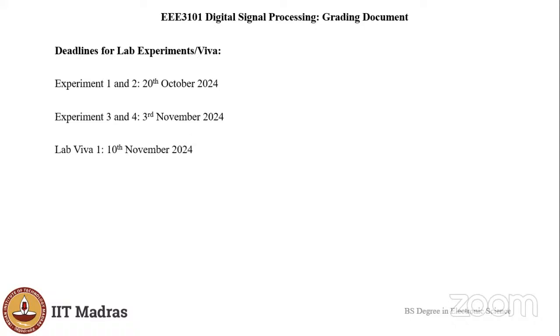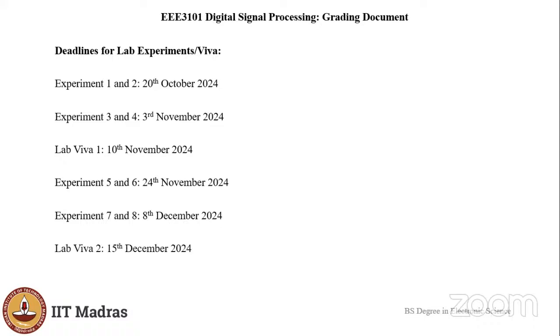Then lab viva, the first lab viva will be conducted on 10th November. That is the deadline. Before that, anytime we will be conducting. Then experiments 5 and 6, deadline is 24th November. Experiments 7 and 8, 8th December. Then lab viva 2 will be on 15th December. I mean, the deadline is 15th December. So this is how the lab viva and the experiments will be conducted.